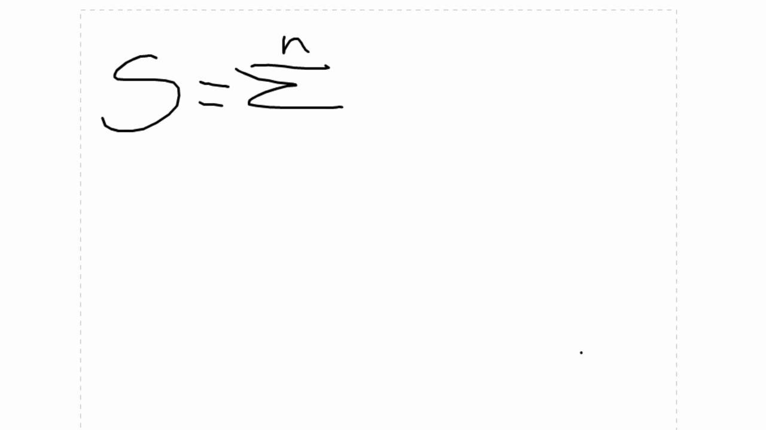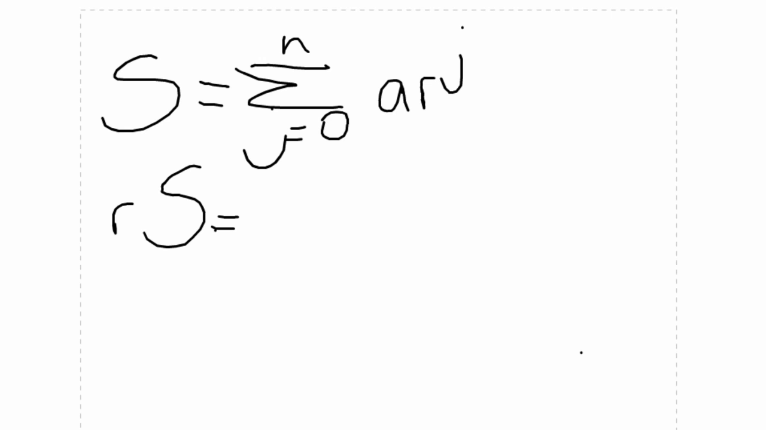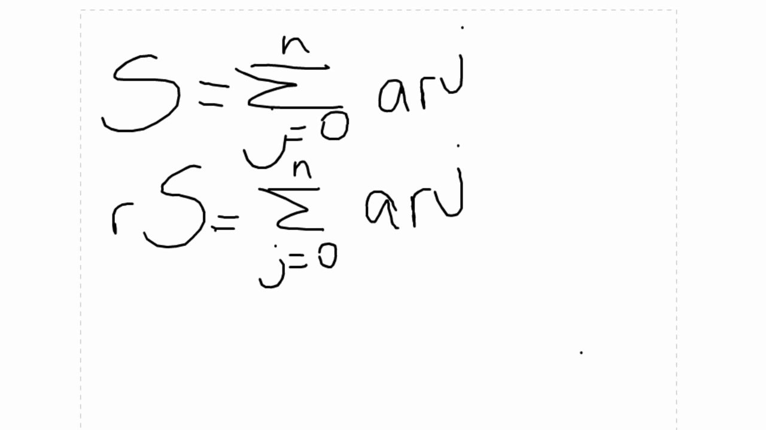Okay, in order to prove the summation rule for geometric sequences, what we do is we start with S, which we'll set as the sum from 0 to n of just a geometric sequence. And what we do is we multiply the entire thing by r, which we could just distribute in. So what we get is this.